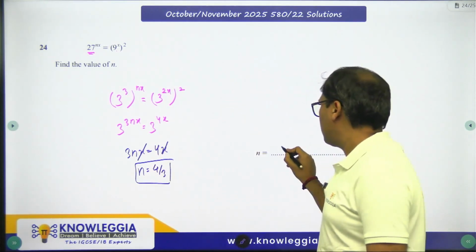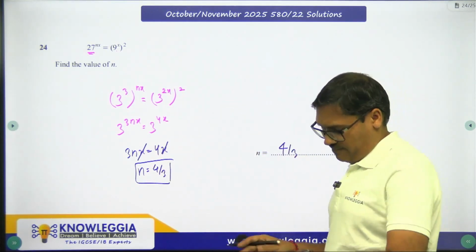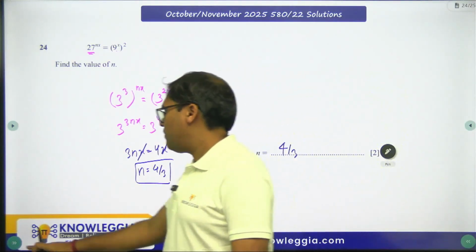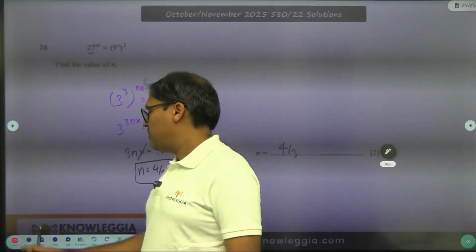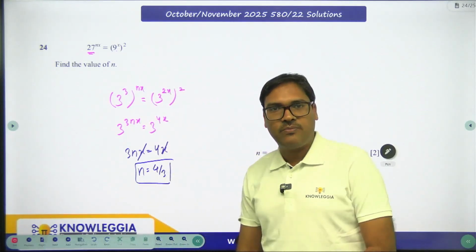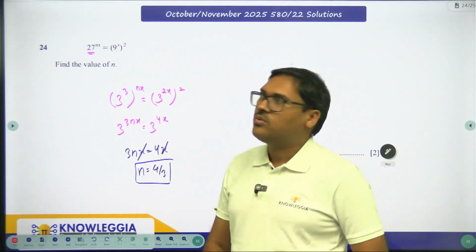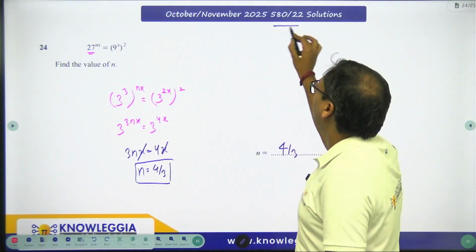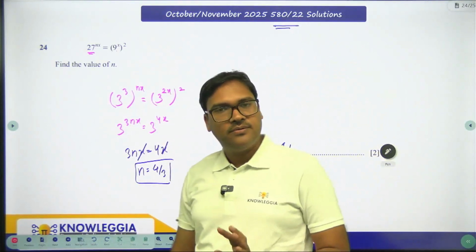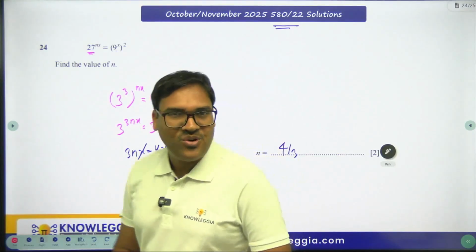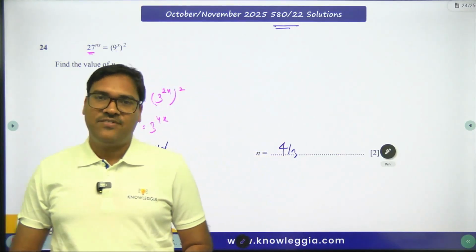So the answer is 4 by 3, right? That is the answer for this question. So this completes the discussion on all the paper 580 22 October November paper. I hope you have understood all the questions. You have understood everything.